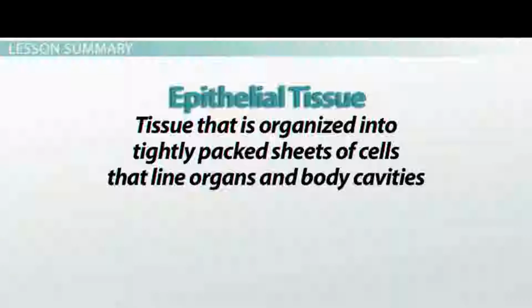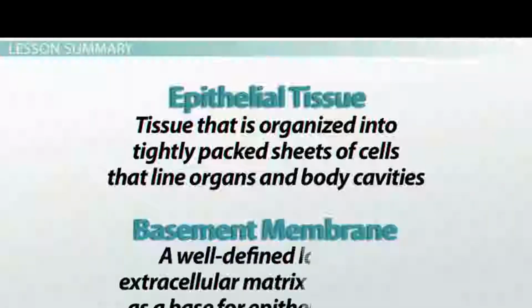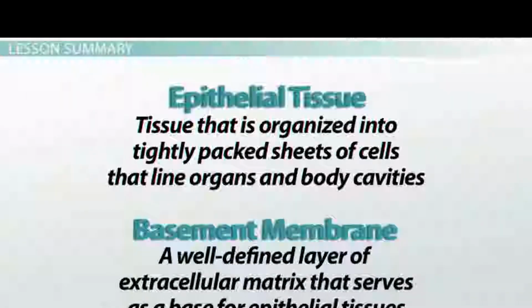Epithelial tissues can serve several purposes, with the three major functions being protection, secretion, and absorption. In epithelial tissues, one or more layers of cells completely covers a basement membrane, which is a well-defined layer of extracellular matrix that serves as a base for epithelial tissues.